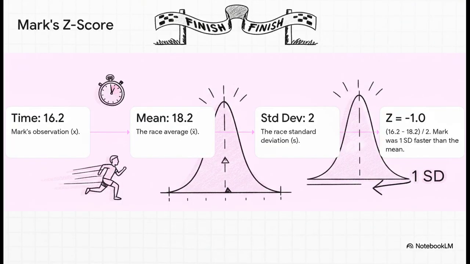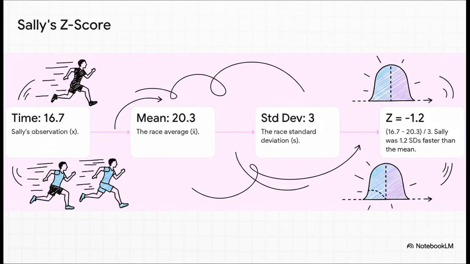So let's do it. Let's calculate Mark's Z-score. We take his time, 16.2, subtract his race's average, 18.2, and then divide by the standard deviation of 2. We get a Z-score of -1.0. That means his time was exactly one standard deviation faster than average. Now for Sally. We do the exact same thing with her race's numbers. And what do we get? Her Z-score is -1.2. So she was 1.2 standard deviations faster than the average for her race.